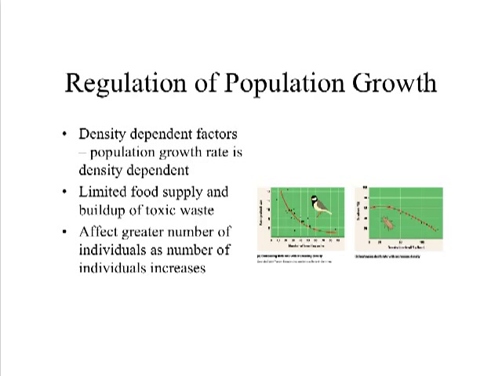So some of these density-dependent factors include limited food supply and building up of toxic waste around themselves in that area. So the greater number of individuals you have, the more that these factors are going to start regulating the population growth. The fewer numbers in a population, the less these things are going to matter. So if you've got plenty of food and not very many species in that area, the food supply is not going to be quite limited yet.